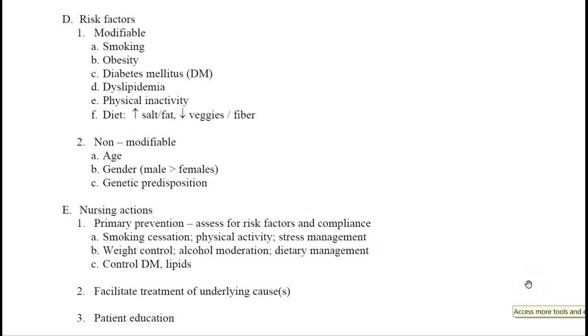Some topics that we have to teach our patients include that antihypertensive drugs can cause impotence in males. In addition, we also have to educate them to keep taking those medications even when they're feeling better, as well as monitoring their own blood pressure at home.